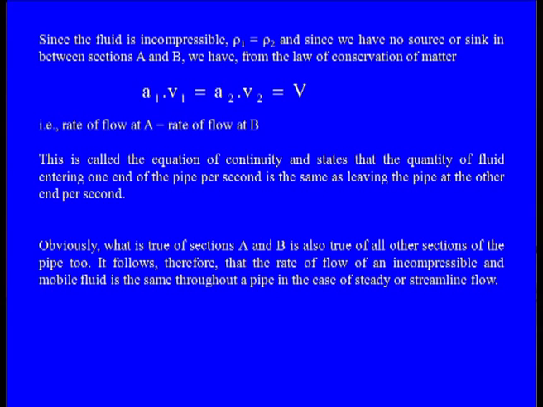This is called the equation of continuity and states that the quantity of fluid entering one end of the pipe per second is the same as leaving the pipe at the other end per second. Obviously, what is true of sections A and B is also true for all other sections of the pipe. So, it follows therefore that the rate of flow of an incompressible and mobile fluid is the same throughout a pipe in the case of steady and streamlined flow.